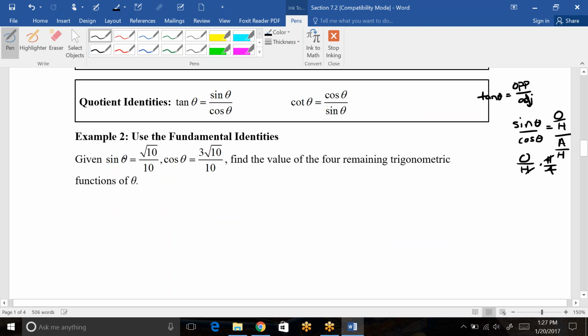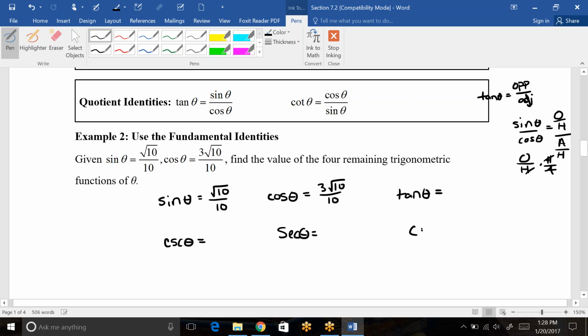So given sine of theta is square root of 10 over 10, and cosine of theta is 3 over the square root of 10, or 3 square root of 10 over 10, find the rest of the trig functions. So I always like to write down the ones that I know, and the ones that I don't know I leave a space for. So I don't know tangent yet. I don't know cosecant. I don't know secant. And I don't know cotangent.